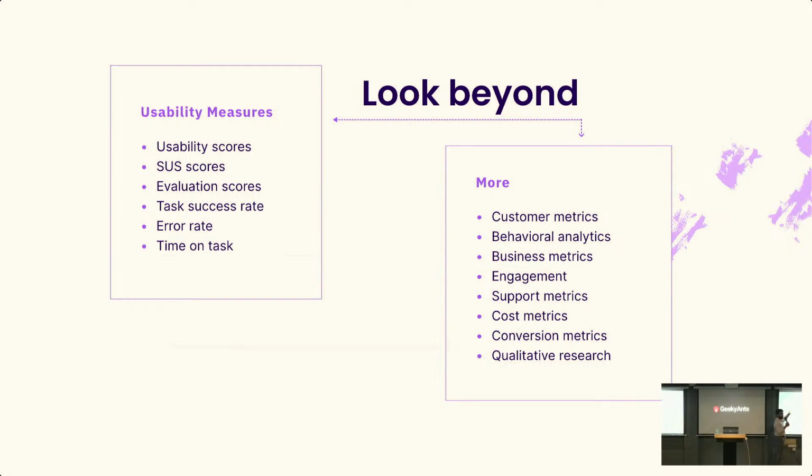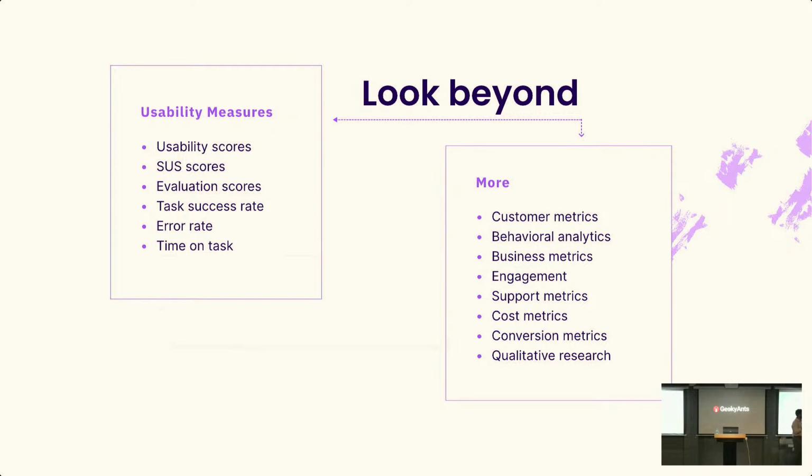There are SUS scores. Evaluation scores could come from your heuristic evaluations. Those are scores. Task success rate, error rate, time on task. These are all usability metrics. I'm supposing that everybody is able to connect, because usability is the basics of user experience. Don't say no to that. And if you think that this is not going to be enough, a lot of people are still not able to connect, because am I making an impact by changing these numbers?